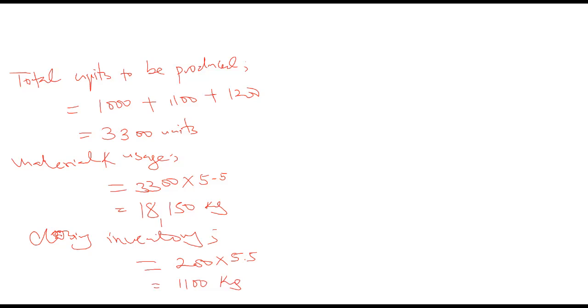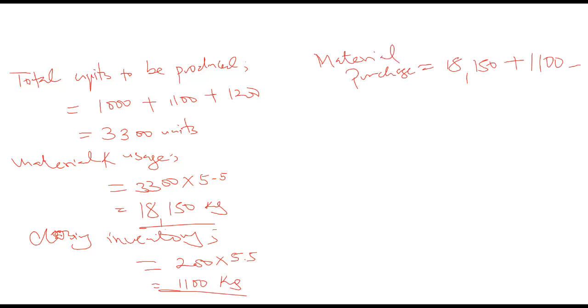Now we have the closing inventory, the opening inventory, as well as the material usage. Therefore, the material purchases will be equal to the material used, which you obtained as 18,150, plus the closing inventory, which you have seen is 1,100, minus the material we had at the beginning of the month of August, which was 1,600 kgs. Therefore, what is the material that needs to be purchased?